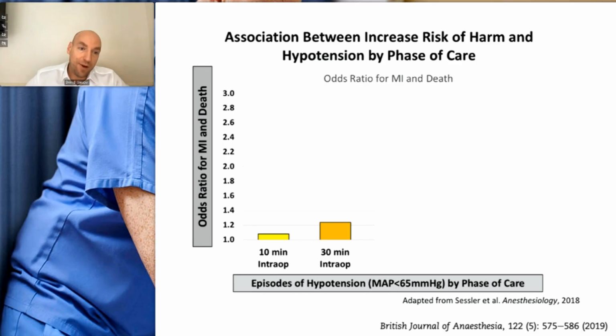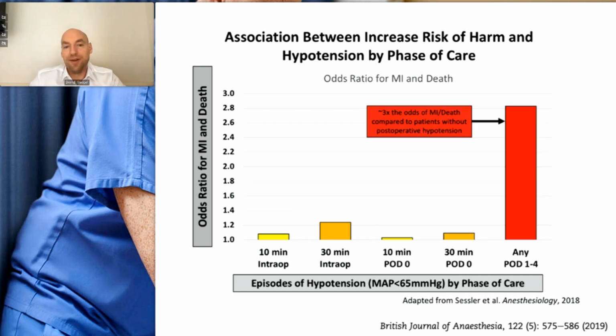If you look at the odds ratio, so the risk for myocardial injury and death on the y-axis, you can here see an illustration. This is the risk when your blood pressure is low during surgery for 10 or for 30 minutes. And this is the risk. This is about 3 times the risk of patients who do not have hypotension if you develop hypotension on postoperative days 1 to 4. So postoperative hypotension does not only seem to be common, it is also associated with a higher risk of myocardial infarction and death.